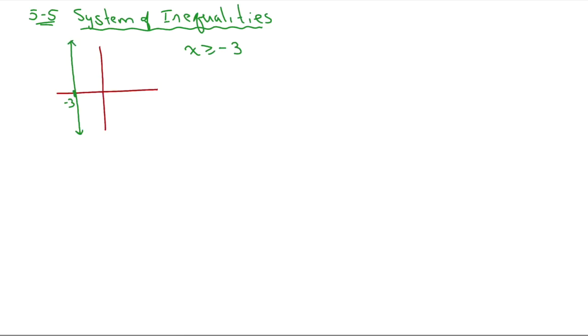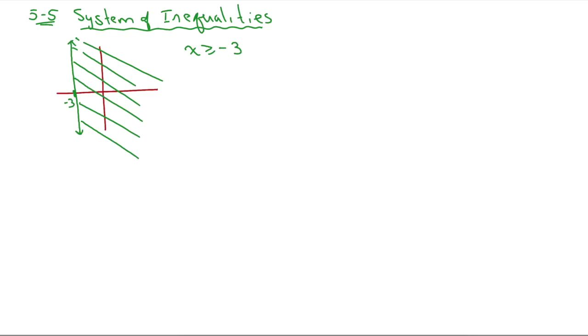So where are the coordinates where the x-coordinate of each one of the points is bigger than -3? Are they over here? Are they over here? Yeah. So if they're to the right of the line, it's all of the points to the right of the line. So we shade that side of the line. So it's all the points to the right of this line are a solution to this inequality.